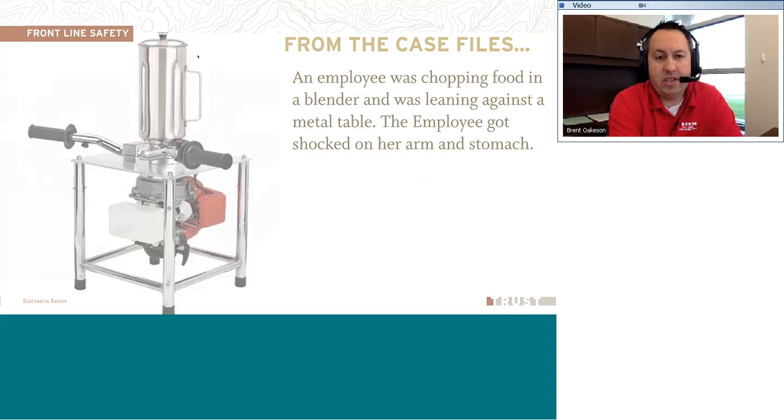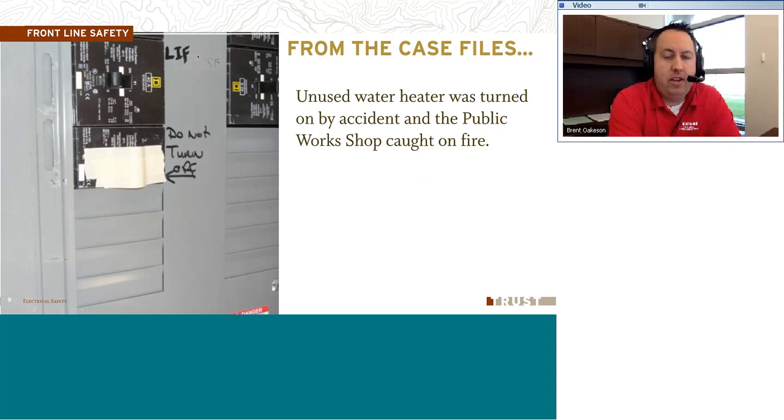Here's a situation. There was a breaker panel, and they had an unused water heater that became turned on by accident. They didn't expect it to come on, and the public workshop ended up catching fire as a result of that water heater being turned on. So know your facility, know what equipment's there, make sure things are disconnected, covered, that you don't have any unwanted heating or fires or anything like that for electricity.